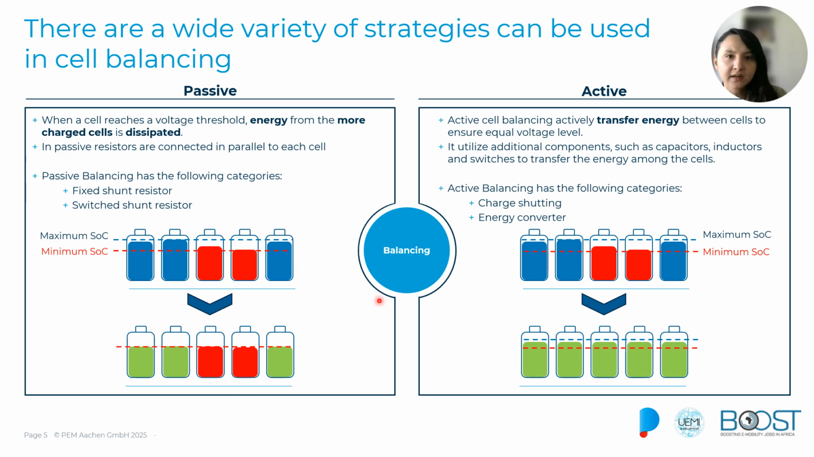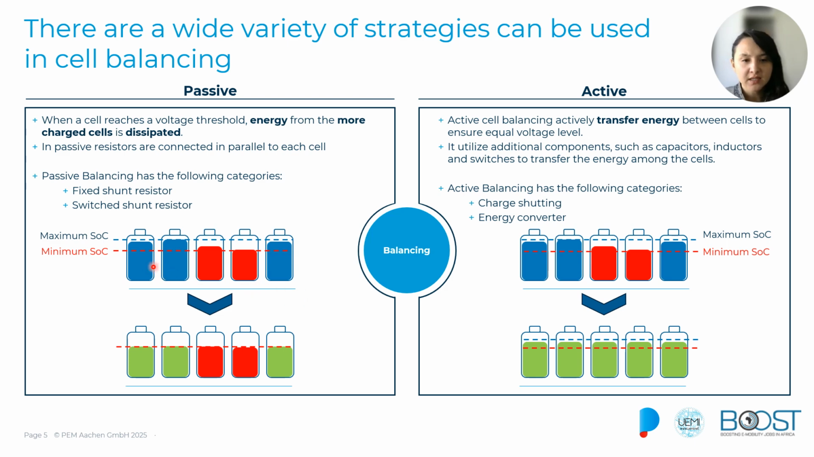In general, there are 2 primary types of cell balancing methods. We have passive balancing or we have active balancing. Passive balancing basically works by dissipating the excess energy from the higher charged cells, and this allows the lower charged cells to catch up. This is typically achieved using resistors that are connected in parallel to each individual cell.